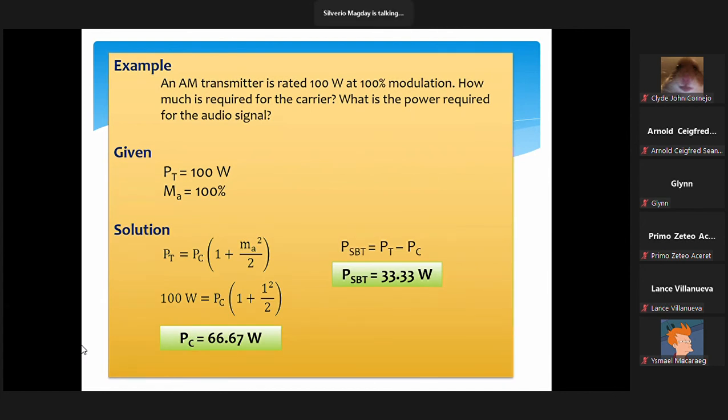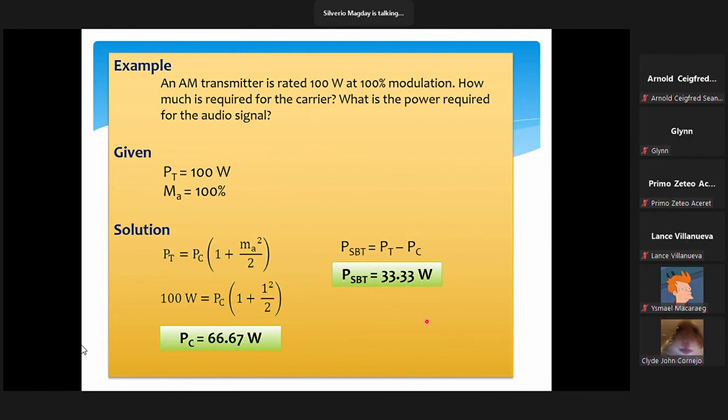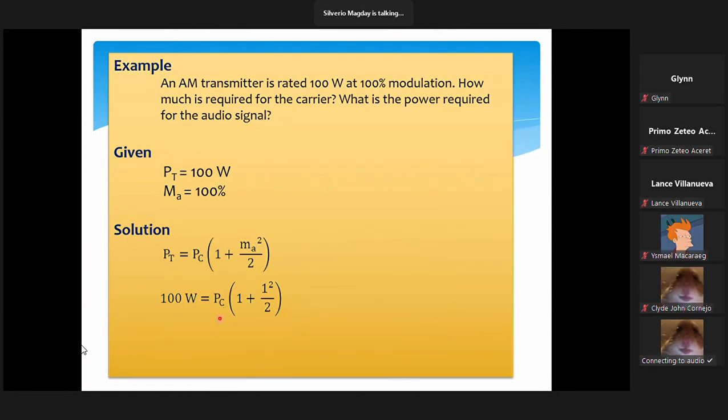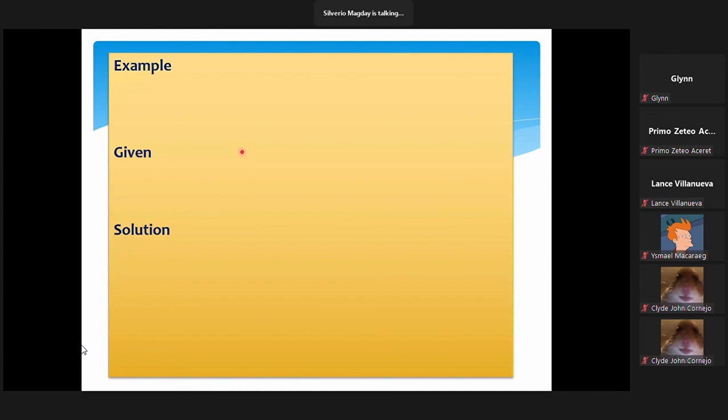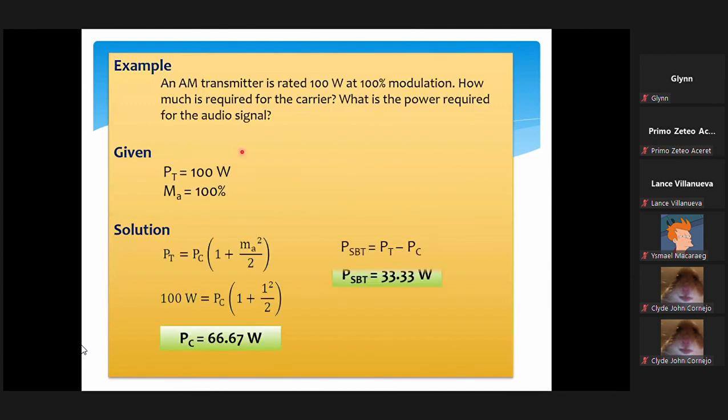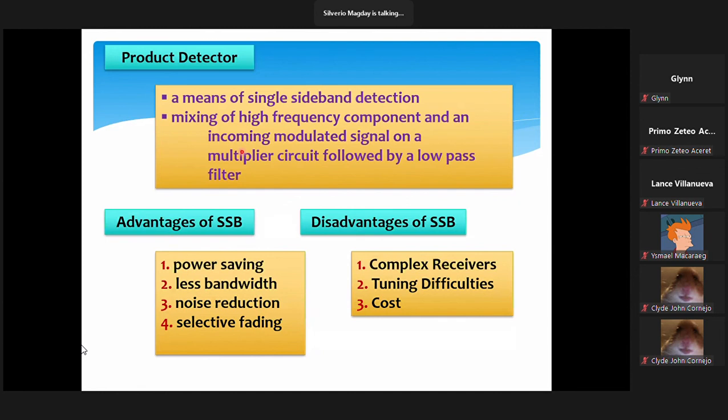Siyempre, expected naman yung buo yung transmit na. Alangan naman, ito yung total. So yun naman yung natira para pupunta sa mga sidebands wherein it carries now your information, di ba? It is not the carrier that carries the information but your sidebands. So tama yung binanggit kanina na pag 100%, 2/3 yung kinakain ng carrier. During 100%, 2/3 of the total power is wasted in the carrier. So, ayan. Yan mismo.